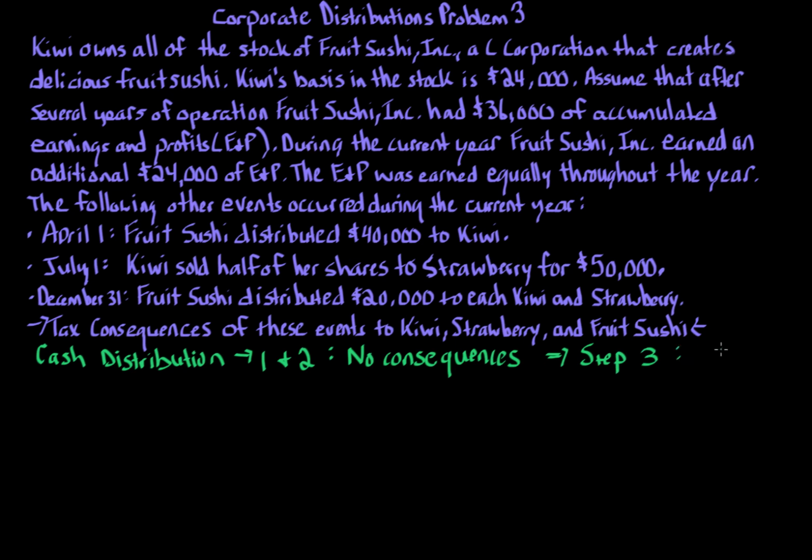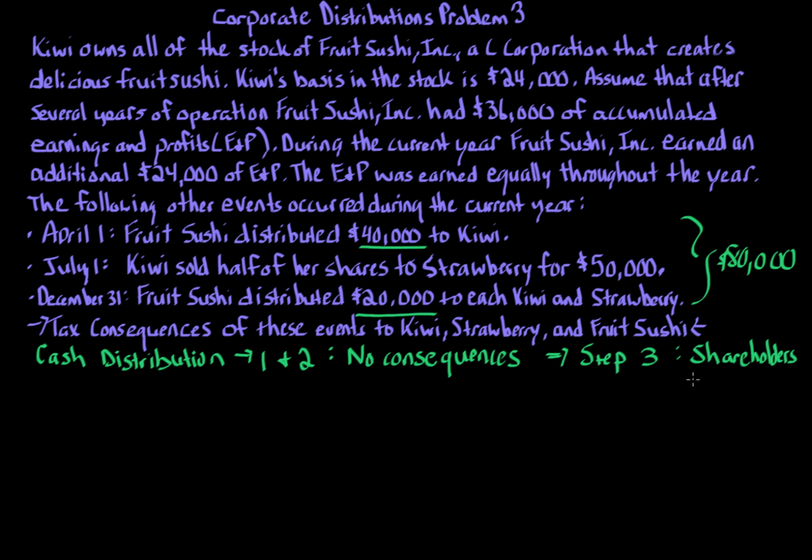In step 3, we're going to look at the tax consequences to the shareholders. And here there are 2 shareholders receiving distributions. We have Kiwi and we have Strawberry. Kiwi receives a distribution of $40,000 on April 1st. On December 31st, both Kiwi and Strawberry receive a distribution of $20,000. So that means in total, the corporation distributes $80,000 during the year.